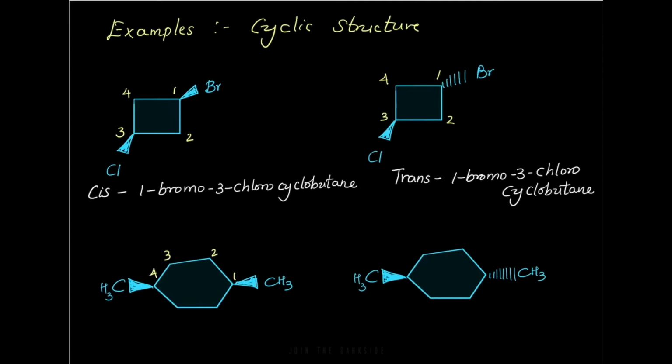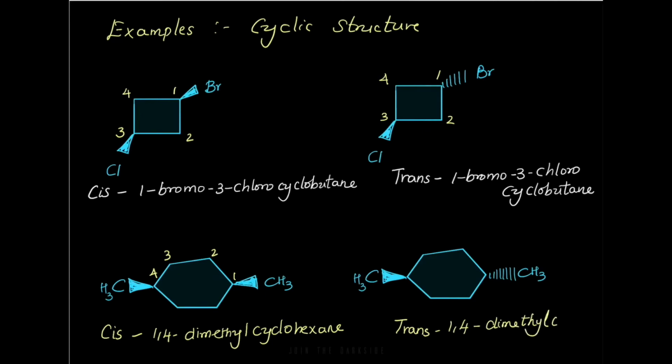So I have methyl groups in the 4th position and in the 1st position. So it's going to be 1,4-dimethylcyclohexane. That's not the complete name of it. I needed to include the cis or trans configuration, because the two groups are pointing in the same direction. It is going to be cis. And this compound is going to be trans-1,4-dimethylcyclohexane.